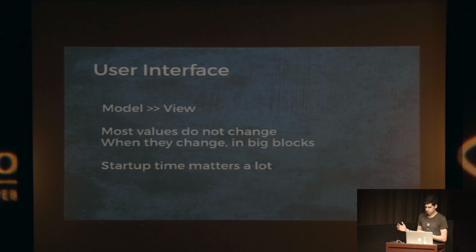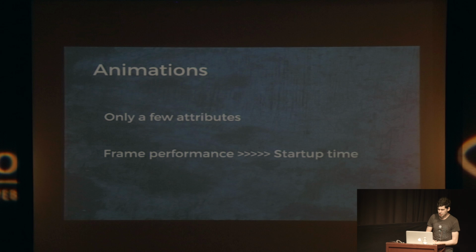But then when you look at animations, you have only a few attributes that you want to animate. You only animate a few elements. And when you animate, you only animate the left, the top position, maybe a scale or opacity, but that's it. And the trade-off that we want is we want the absolutely best performance for every single frame.